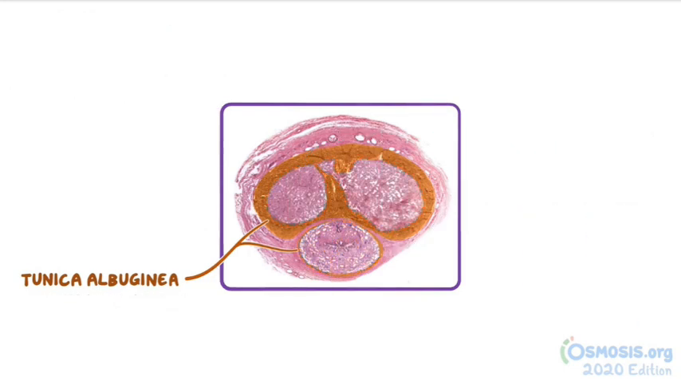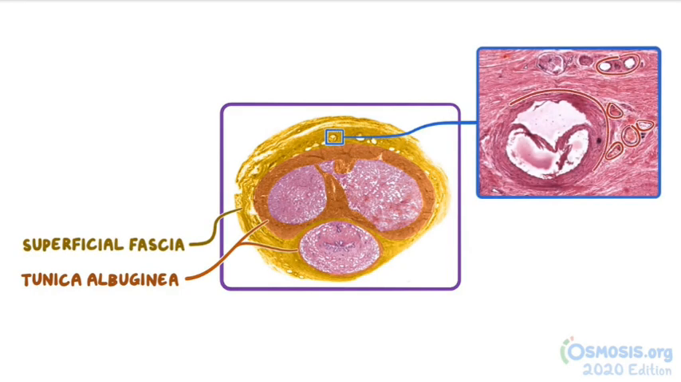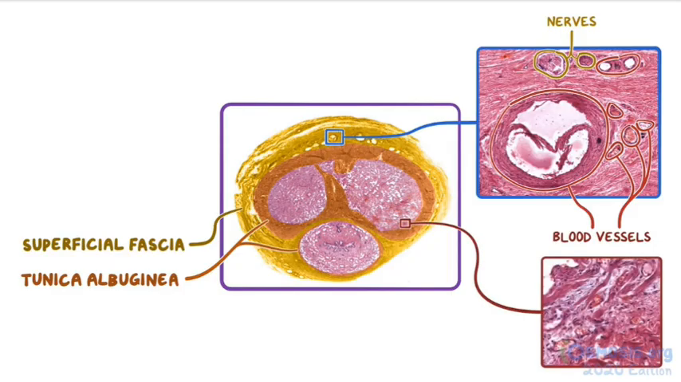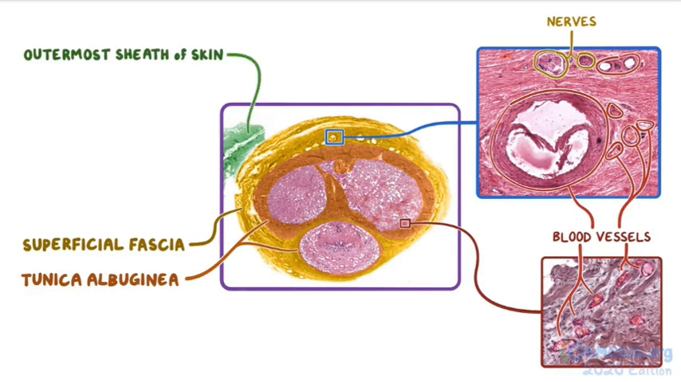The tunica albuginea is surrounded by a layer of superficial fascia that contains connective tissue, prominent blood vessels, and nerves. The dorsal side of the penis, which is the top side of this image, typically has the major blood vessels present, whereas the blood vessels within the columns of erectile tissue are significantly smaller. Surrounding the superficial fascia is the outermost sheath of penile skin, which can only be partially seen in the upper left of this image. The penile skin moves freely over the underlying tissues due to the loose hypodermis.